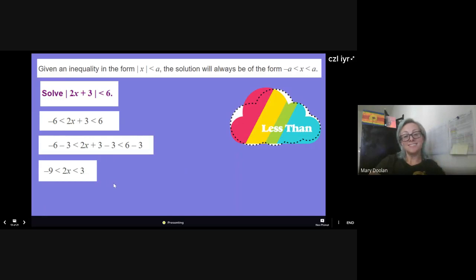I'm almost done. I need to isolate x. X is being multiplied by 2, so the inverse operation of multiplication is division. We're going to divide all parts by 2, which then gives me the solution. If I'm asked to solve an inequality that includes absolute value where we have less than, this is what happens. This is the rule. This is an example.